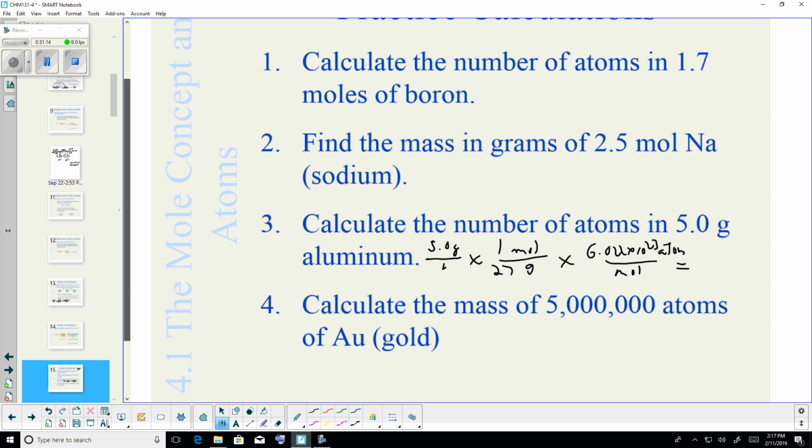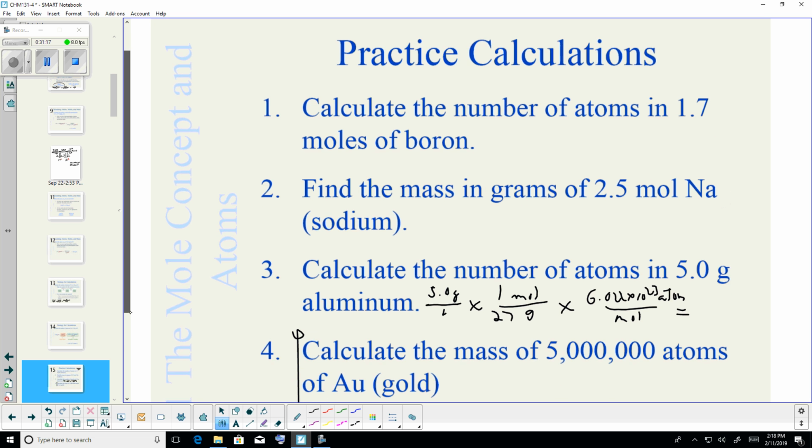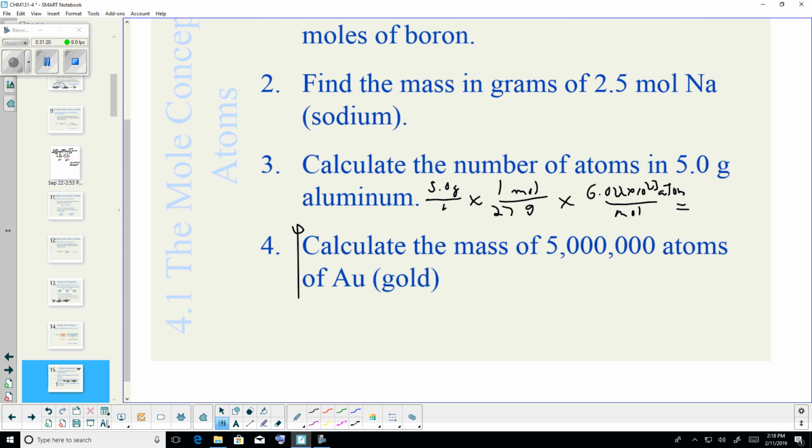So here we would go, 5 times 10 to the 6th atoms times 1 mole, over 6.022 times 10 to the 23rd atoms, times, gold is roughly 197 grams per 1 mole. I don't think I can do that in my head.